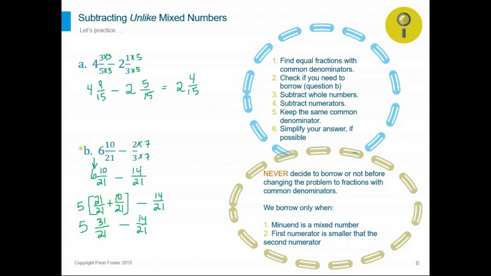Now, let's try and check. 5 minus nothing, yes, it will go through. 31 minus 14, yes, we can do that now. 31 minus 14 is 17 on the top. You have 21 on the bottom. 5 minus nothing is a 5, and that would be your final answer.